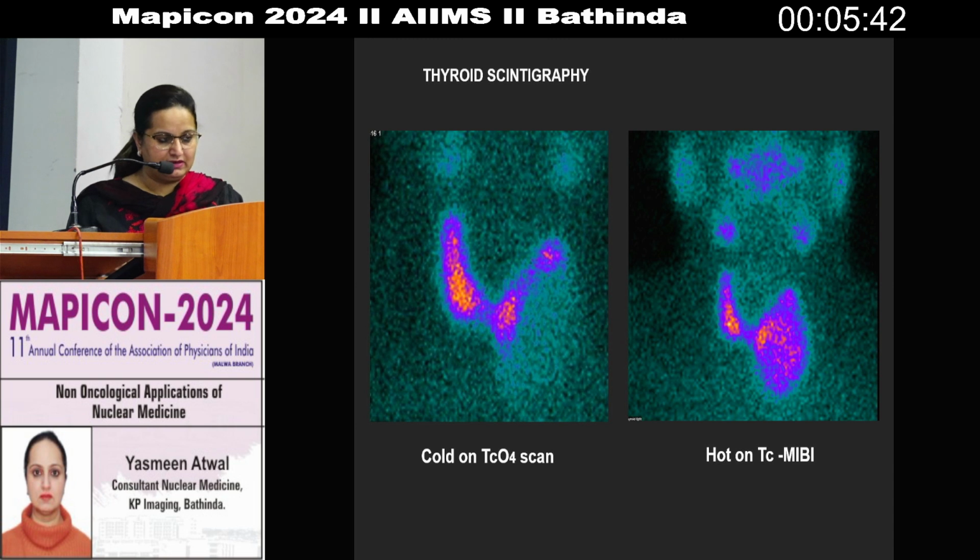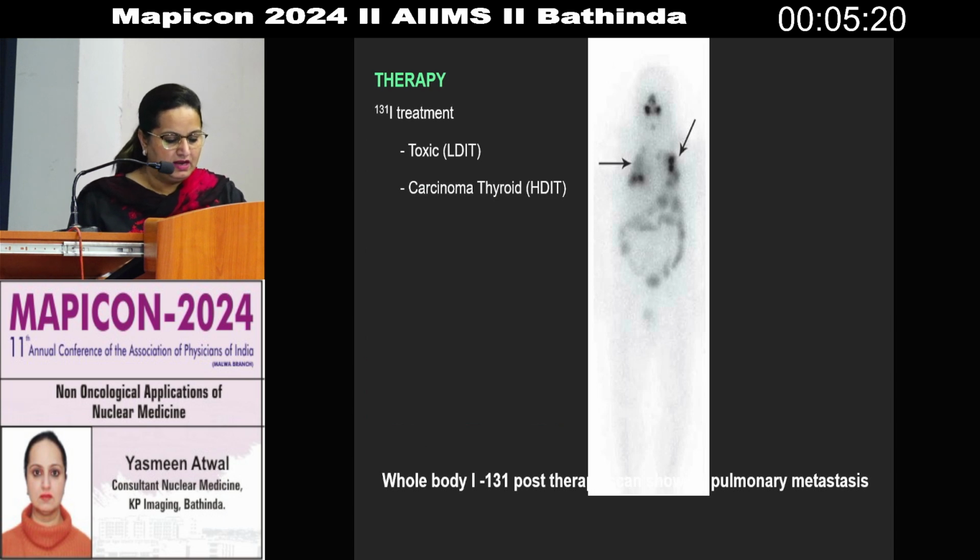This is when thyroid detects malignancy. It will be cold on the technetium scan, but if we give it MIBI, that will be taken up by the nodule. If you can vaguely see, there's a nodule that is not seen in the first image, but when the same patient was scanned after injecting MIBI, it was hot. So this hinted at the malignancy rather than a benign condition. And this is the therapy scan, post-therapy scan. In this we see uptake in the lungs. This is I-131 iodine scan.